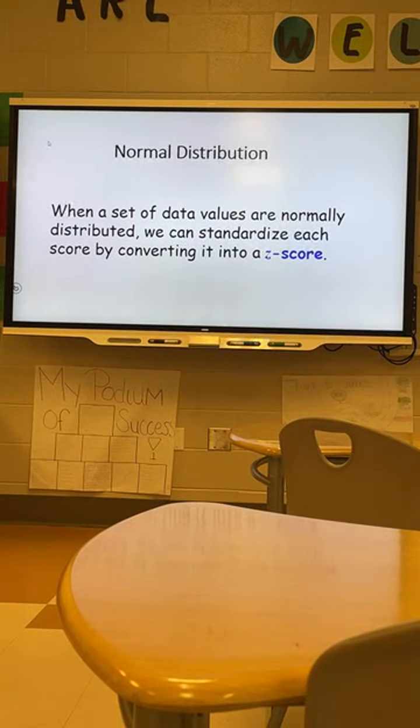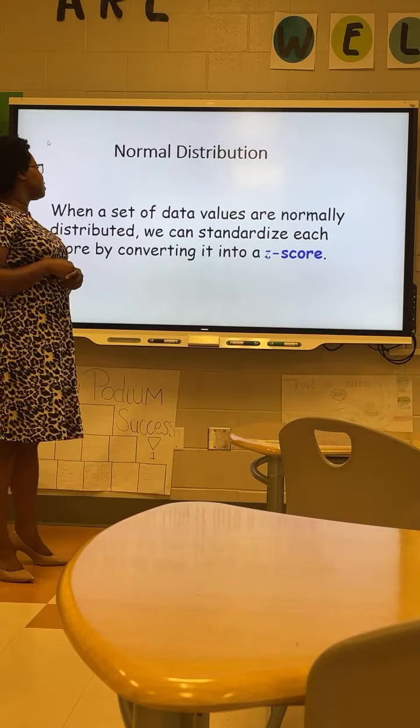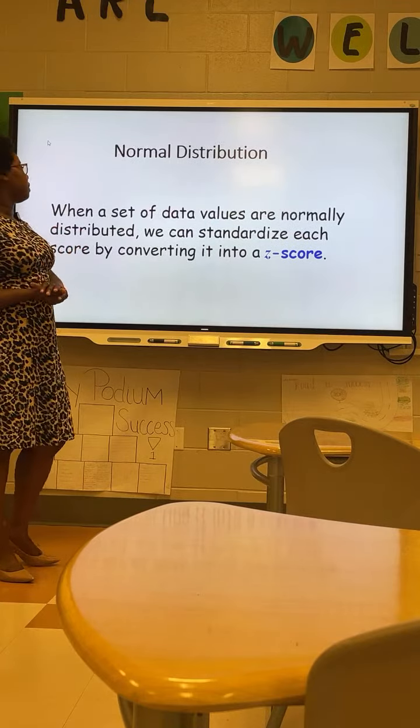We are going to be explaining how to calculate your z-score for your normally distributed data. Okay guys, as I mentioned, I'm going to be explaining z-score for a student of mine who needs some help.